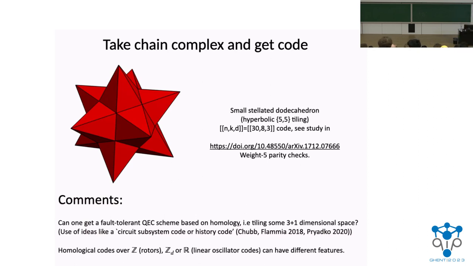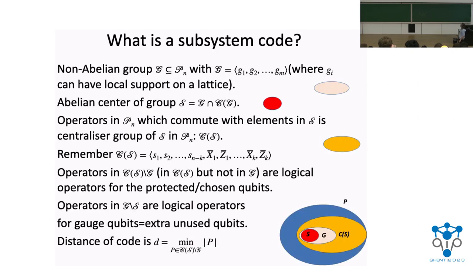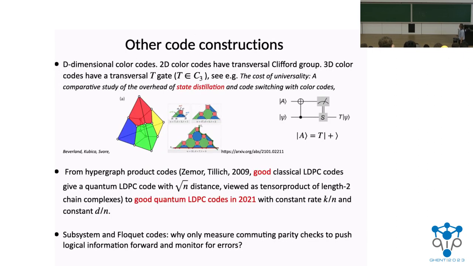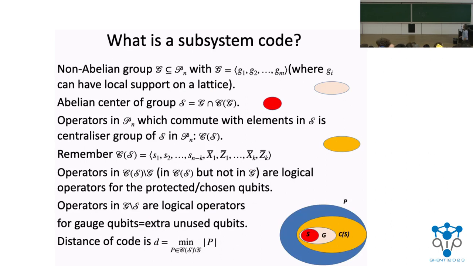Okay, so let me now go to the... first I want to explain what a subsystem code is, and then I want to explain why the subsystem code definition actually misses something that was later realized. All right. So for the subsystem code, you could say, well, why do I need to measure this commuting check? You can look at the subsystem code as follows.